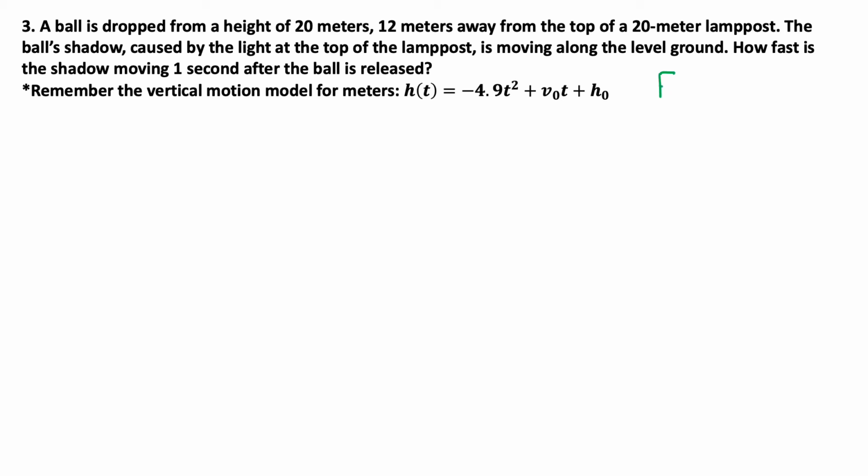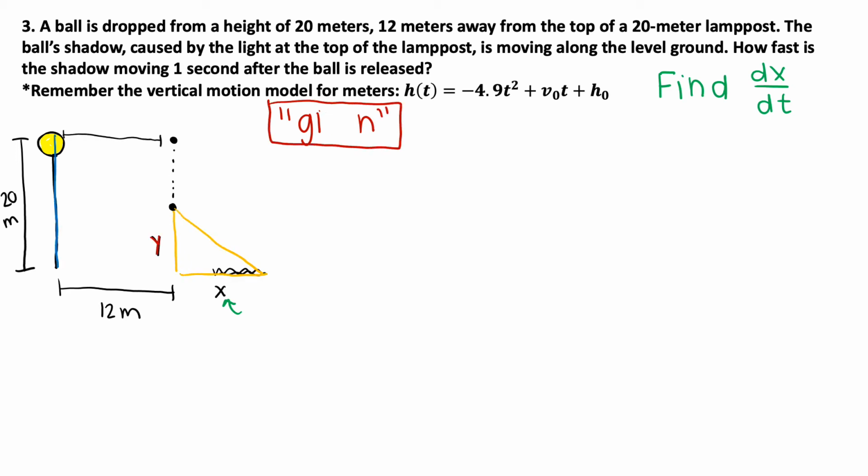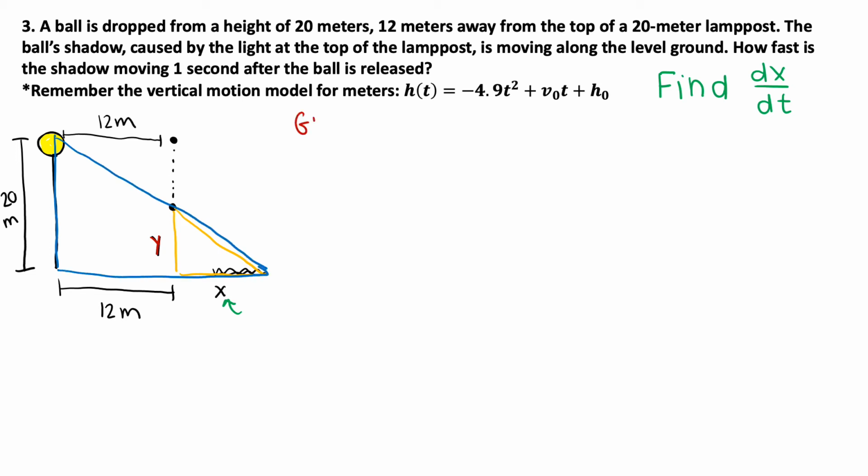Okay, last problem of the day, but just a quick warning, it is going to take a bit of room, so I wouldn't try to squeeze it at the bottom. I would make sure it has enough space. So here it says a ball is dropped from a height of 20 meters, 12 meters away from the top of a 20-meter lamppost. That is a lot of info. The ball's shadow caused by the light at the top of the lamppost is moving along the level ground. How fast is the shadow moving 1 second after the ball is released?